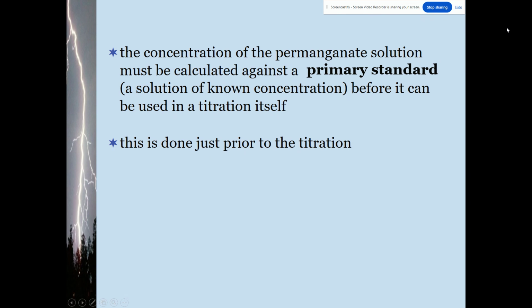So the lab that we do in Chem 30 is a 2-day lab. The first day we use a primary standard of an iron solution to find the concentration of the permanganate. Then the second day, now that we know the concentration of the permanganate, we can react it with hydrogen peroxide to find the hydrogen peroxide.